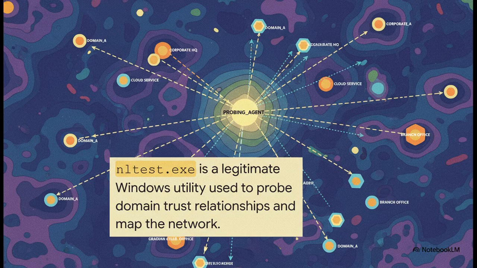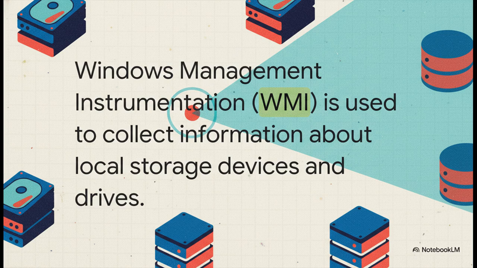Now, to understand the bigger picture, the whole network structure, they'll use something like nltest.exe. This is a powerful little utility that lets them probe domain trust relationships. You can think of it as them drawing a map of how all the different parts of the network are connected to each other. And finally, to figure out where the good stuff is, they'll use Windows Management Instrumentation, or WMI. A really simple command helps them discover all the storage devices and drives, so they know exactly where that valuable data is probably hiding.